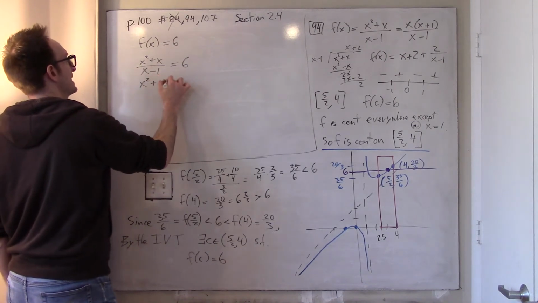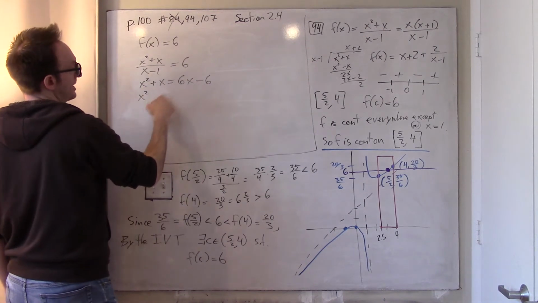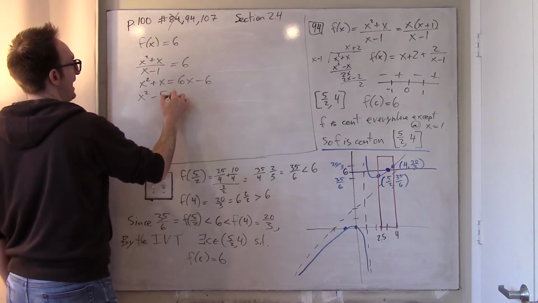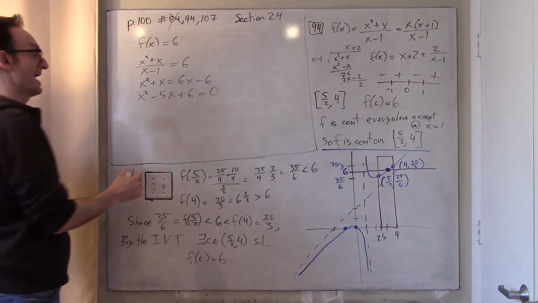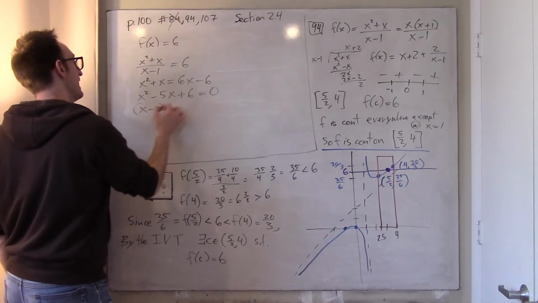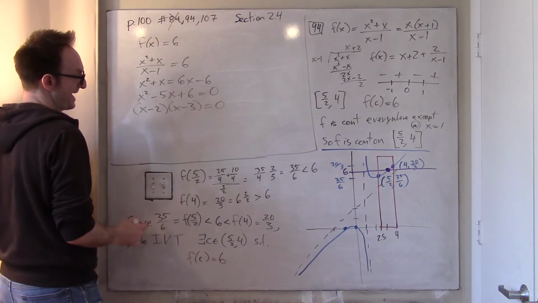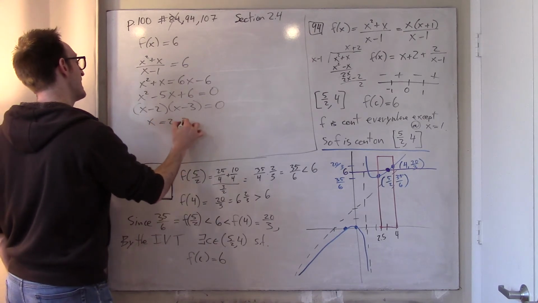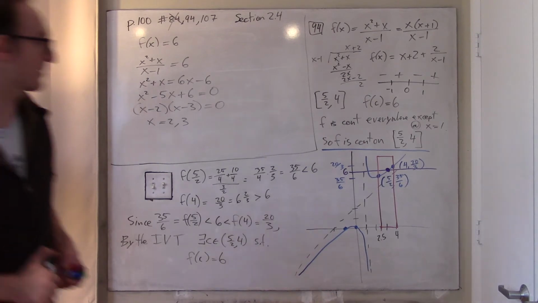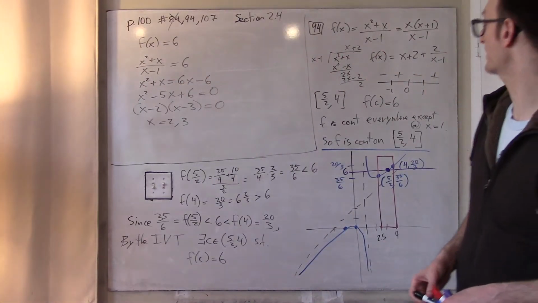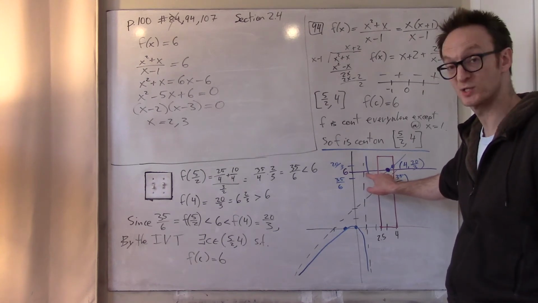So that's x squared plus x equals 6x minus 6. So that's x squared minus 5x plus 6. That factors as x minus 2, x minus 3. And therefore there are 2 times when this function is going to equal 6. Notice that my graph isn't great, but it's not terrible either. There do appear to be 2 places at which this function is 6.